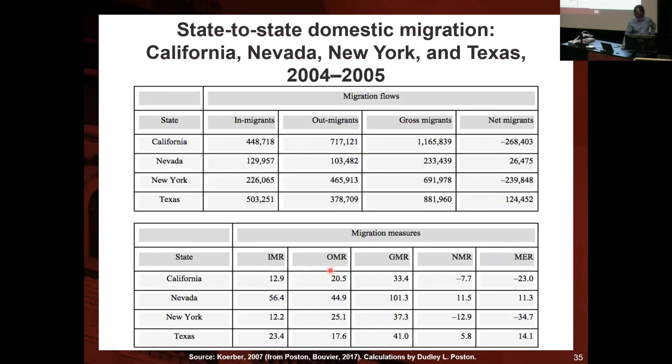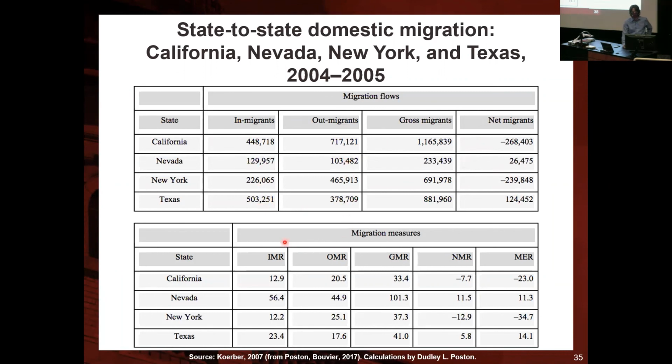And this is just to give an idea of migration flows. Number of in-migrants in California, out-migrants in California. Gross migrants is pretty much in and out, for California, Nevada, New York, and Texas. And net migration is in minus out. So California and New York have been losing more people, based on data from 2004 and 5. And Nevada and Texas are gaining more people than losing.